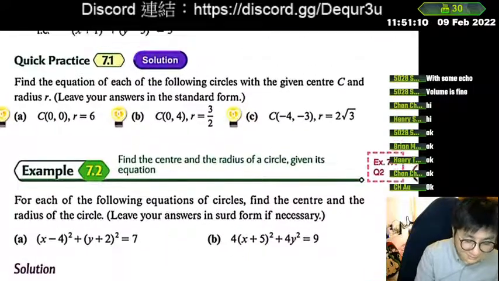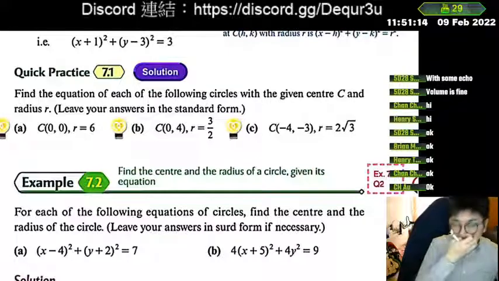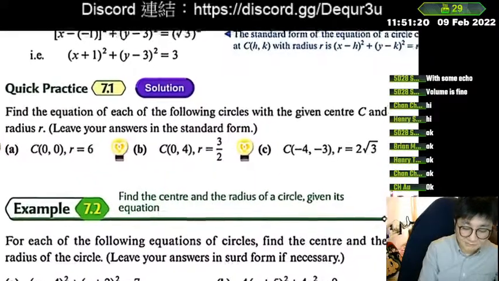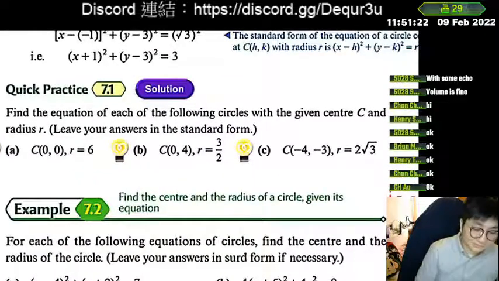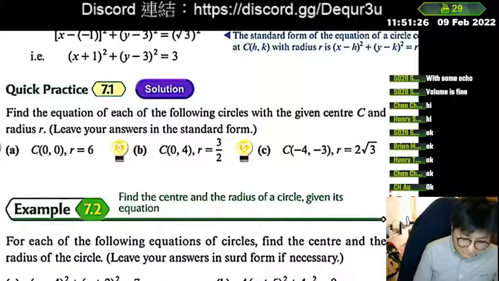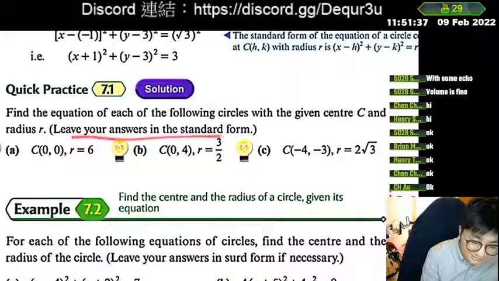Alright, then now we can try some classworks first. So quick practice 7.1. Let's do these together, and then for the next one we'll try to do the reverse process. That is, how do we get the property from the equation. Alright, so this is generally how we work with the equation. Okay, let's do it. Quick practice 7.1 part A. You are asked to find the equation, and leave the answer in standard form, no need for general form.